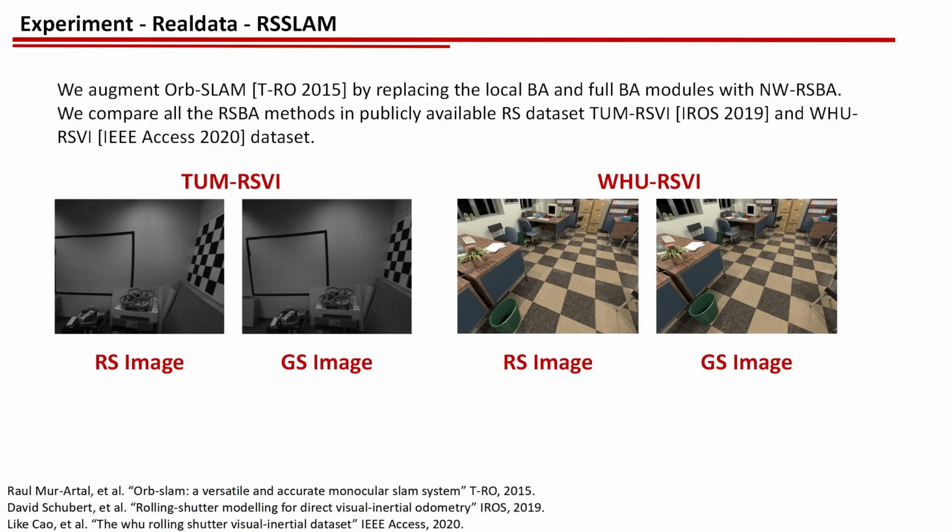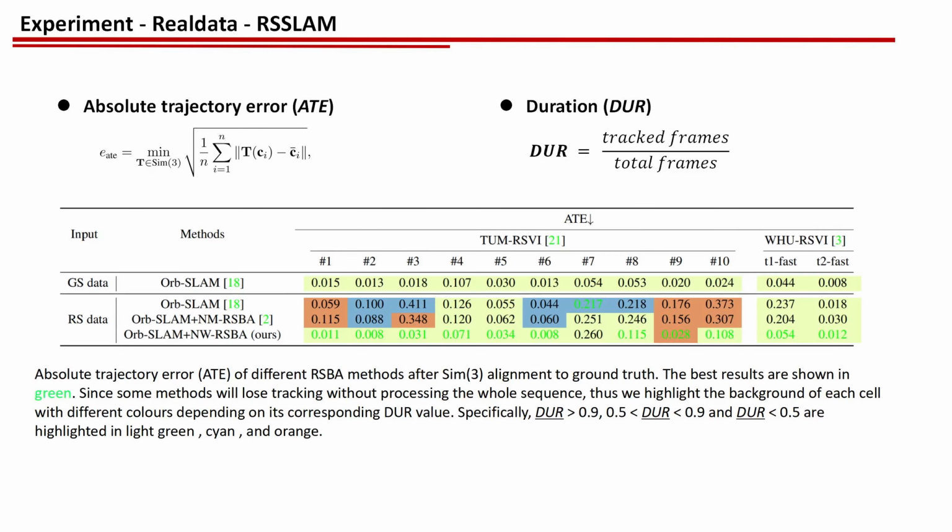We also test our method with real data. We augment RSSLAM by replacing the local BA and full BA modules with NW-RSBA. We compare all the RSBA methods on the publicly available RS datasets TUM-RSVI and WHU-RSVI. We use two evaluation metrics, namely ATE, absolute trajectory error, and tracking duration DUR, the ratio of the successfully tracked frames out of the total frames.